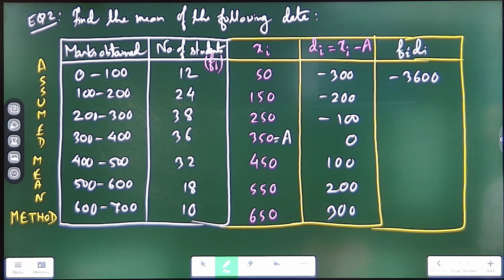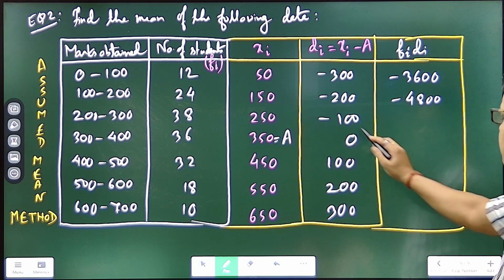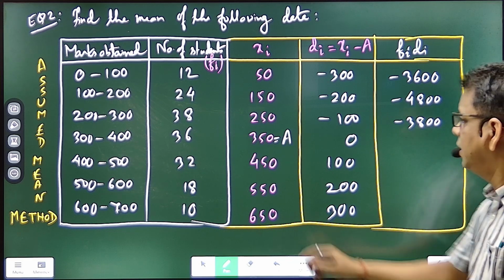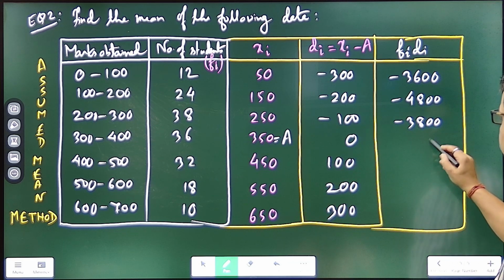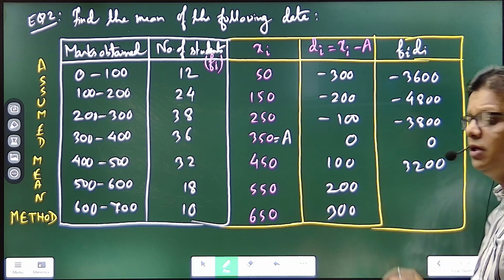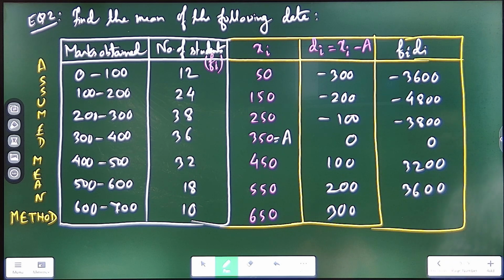What is the next number? 24 into what? Minus 200. So minus 4800. Correct or not? 38 there. Here it is minus 100. So it is minus 3800. Then 36 into 0, 0. 32 into 100, 3200. 18 into 200, 3600. And then 10 into 300, 3000.